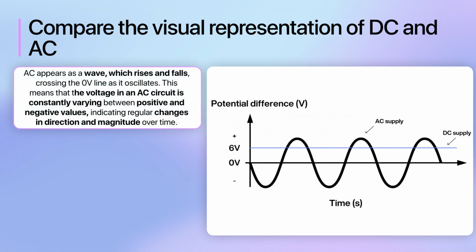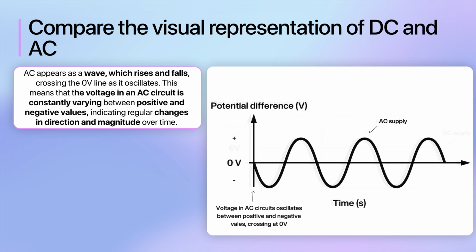AC, on the other hand, appears as a wave, which rises and falls, crossing the 0V line as it oscillates. This means that the voltage in an AC circuit is constantly varying between positive and negative values, indicating regular changes in direction and magnitude over time.